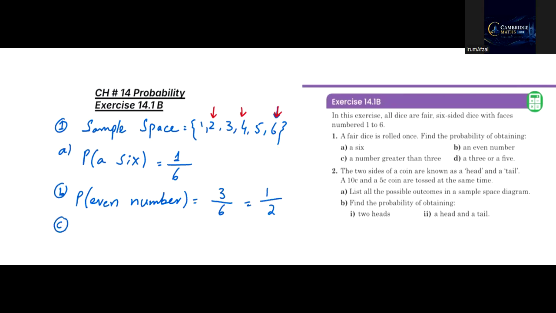Next, part C: we need to find the probability of a number greater than 3.